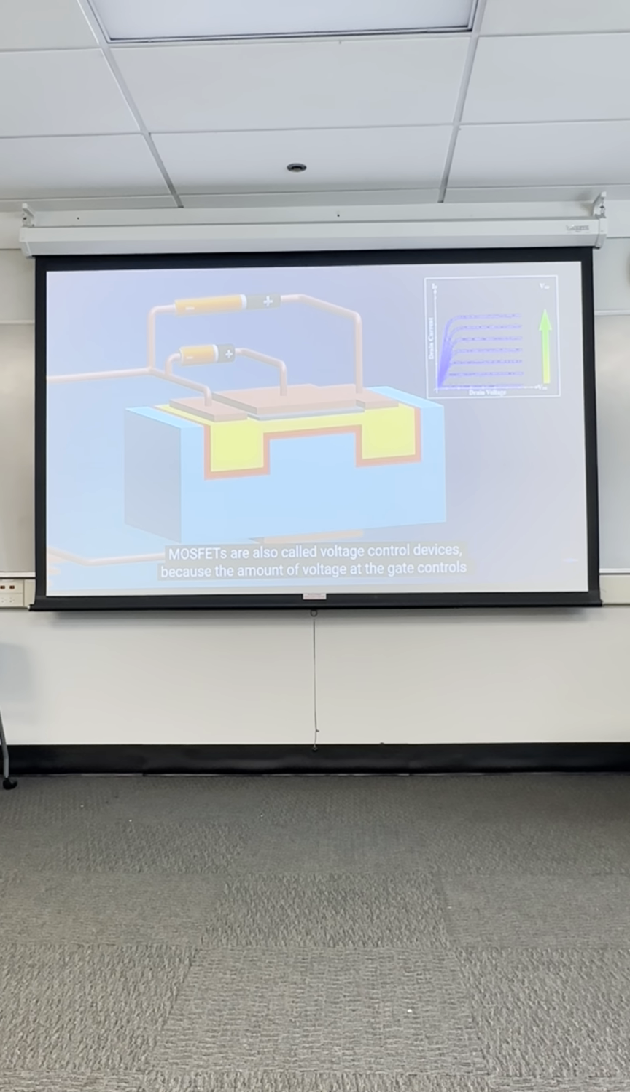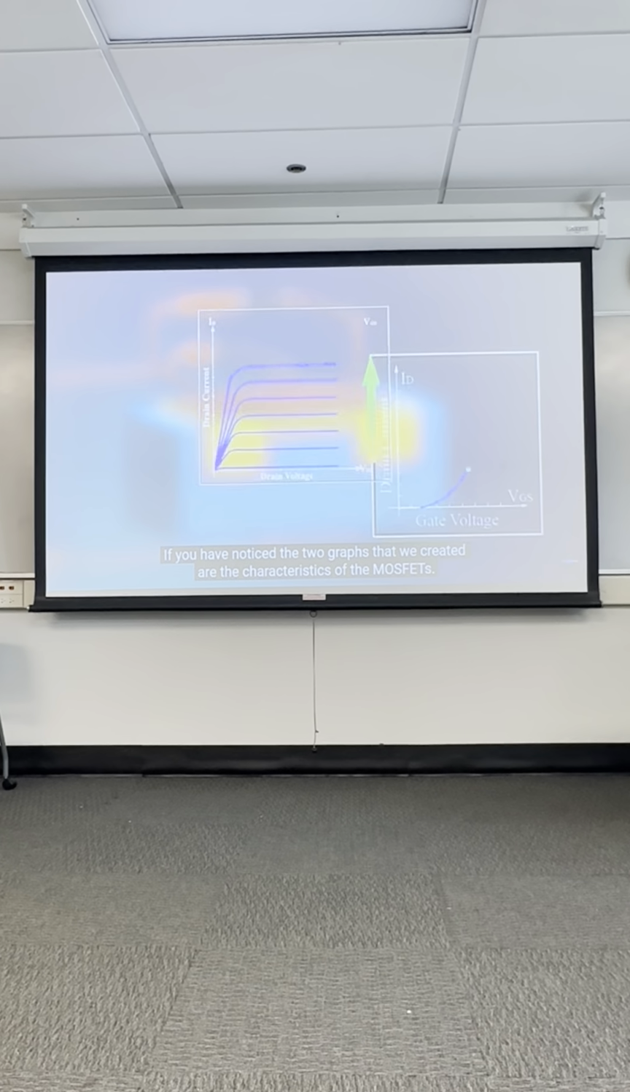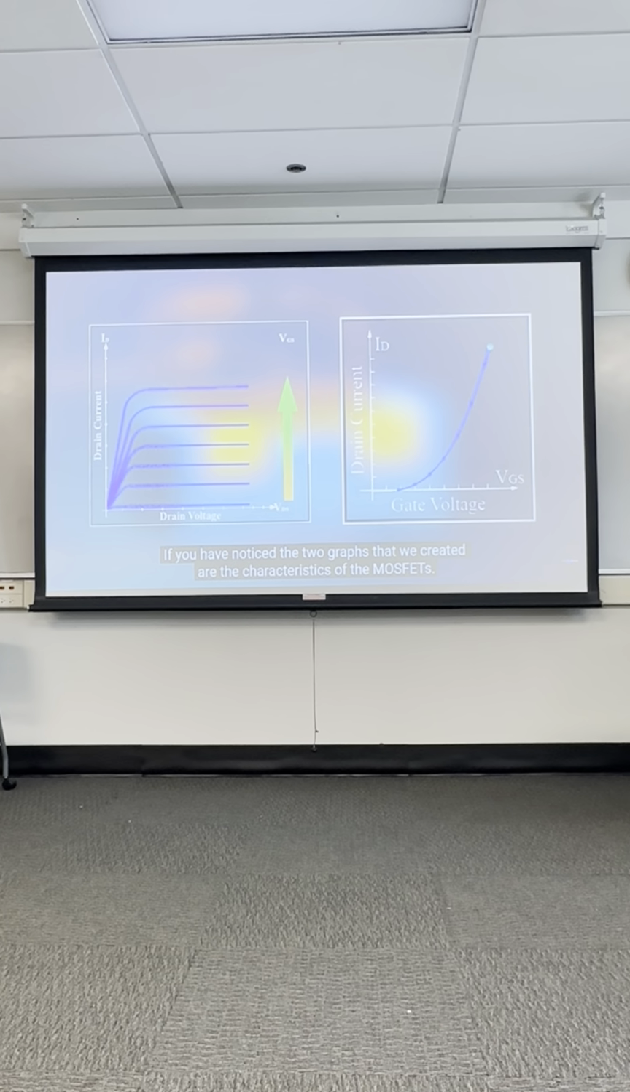MOSFETs are also called voltage-controlled devices because the amount of voltage at the gate controls the flow of current from drain to source. Also, there is no current flow from the gate. If you have noticed, the two graphs that we created are the characteristics of the MOSFET. This is the drain characteristics and this is the transfer characteristics.